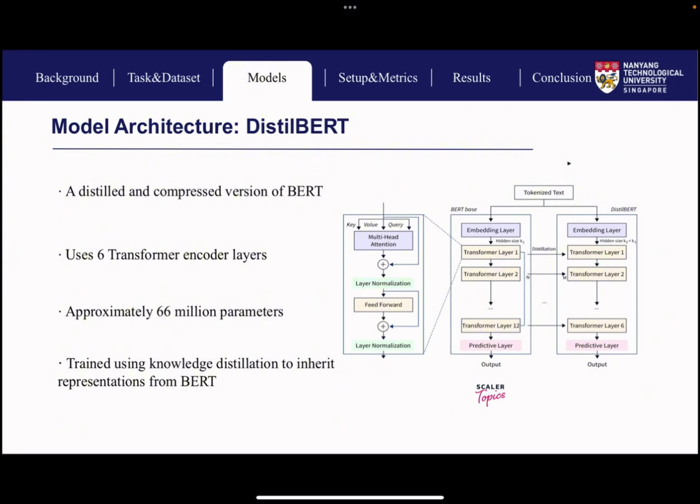Architecturally, DistilBERT achieves efficiency by removing the token type embedding and the pooler. But most importantly, it reduced the number of layers by half. It uses only 6 transformer encoder layers instead of 12. The result is a streamlined model with approximately 66 million parameters. The goal here is to retain the intelligence of the 12-layer model, but compress it into a 6-layer body.